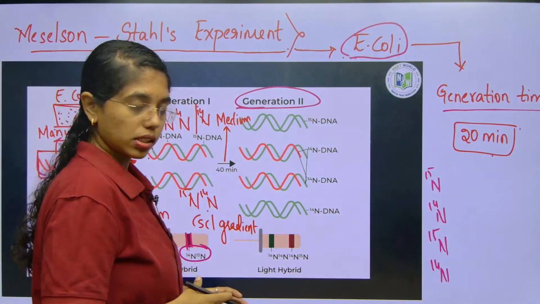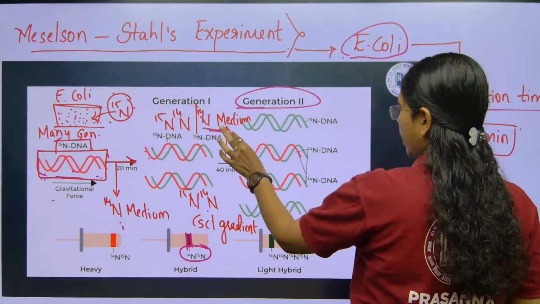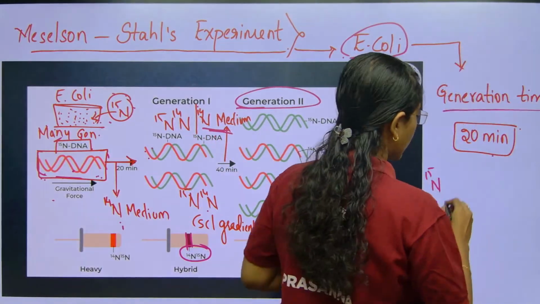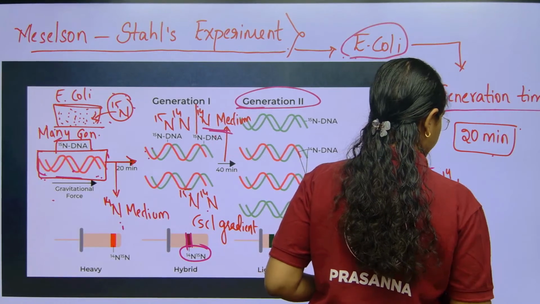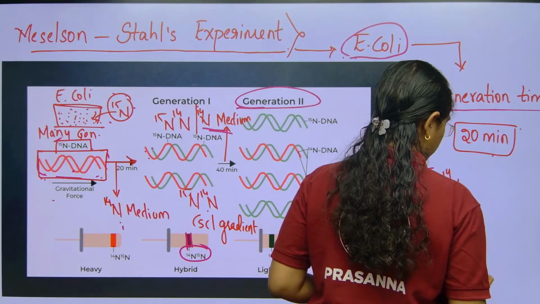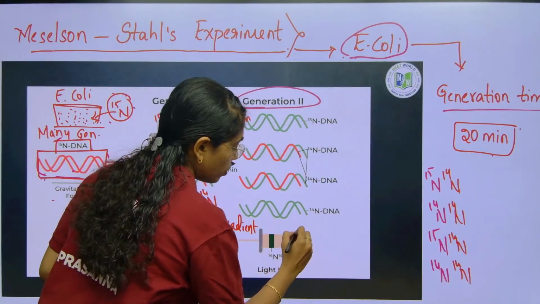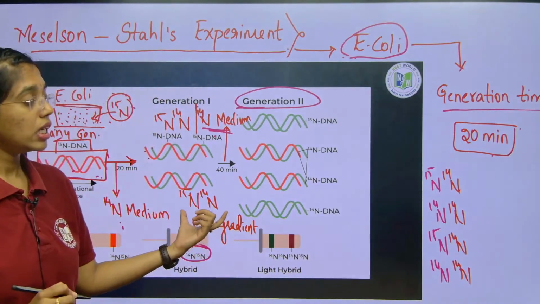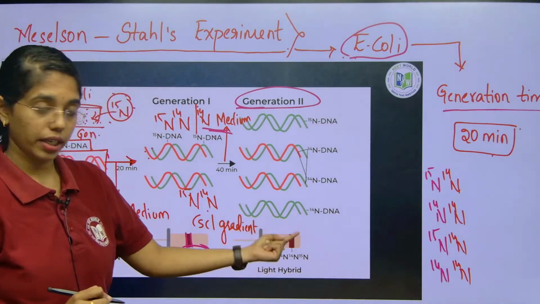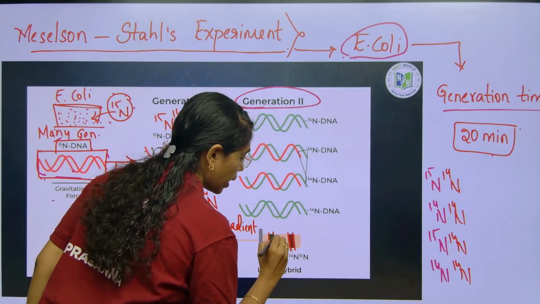After culturing in N14 medium, to all the parental strands, N14 itself is added. N14, N14 and N14. Post this, when you centrifugate it with centrifugation medium, that is cesium chloride, what you will get? 2 strands, one at the base and one at the top.